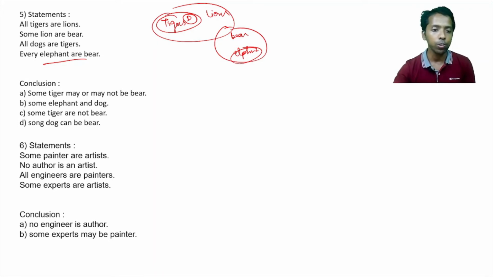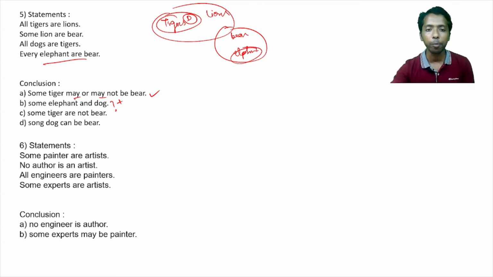Coming to the conclusion here, some tiger may not be bear. Again, the possibility word is not there, but "may or may not be" is given. This also means a possibility sense, right? So, some tiger may or may not be bear. Some tiger and bear, no definite relation, but "may or may not be" is given. So this is true, possibility case. Some elephant or dog, no definite relation, doubtful positive.